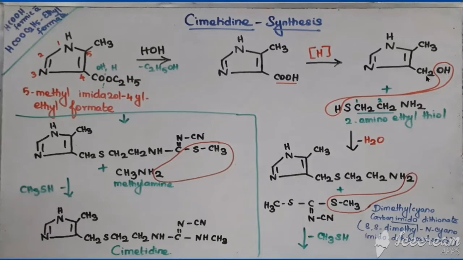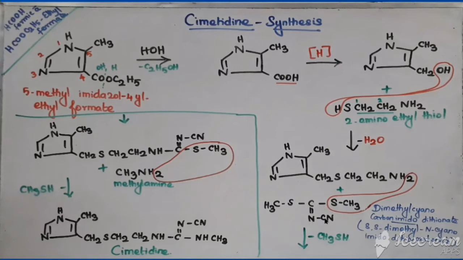So now with that, what are you adding? 2-amino, this would be the second carbon of ethyl. So 2-amino ethyl thiol. So by the addition of these two, what happens? This OH combines with H and that is removed as water. That's why SCH2, CH2, NH2 would be added with CH2.